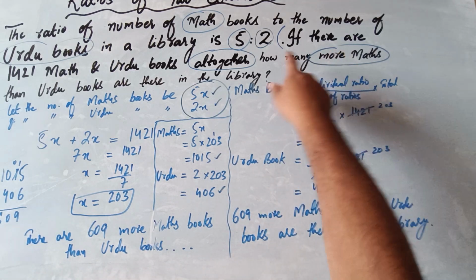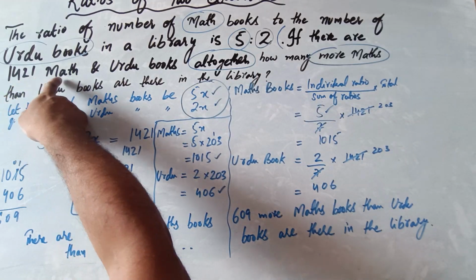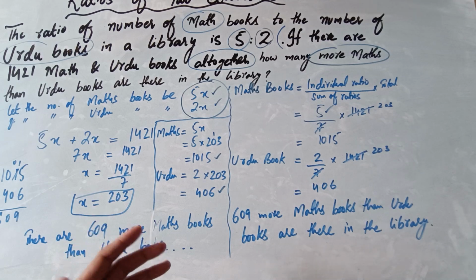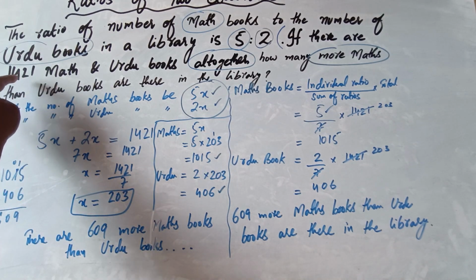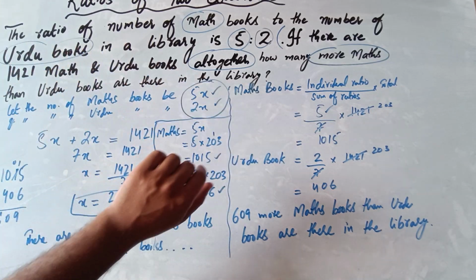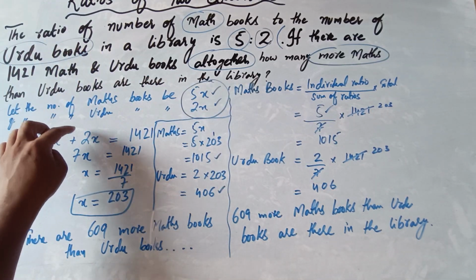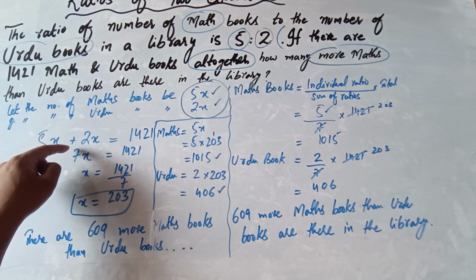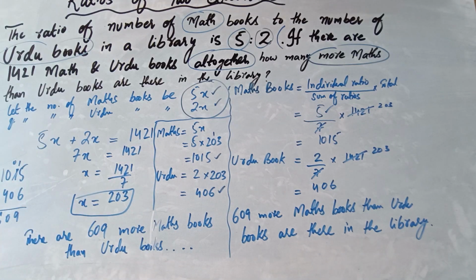Let's suppose if the total of maths and Urdu books is not given all together, instead they could give us 1421 more maths books than Urdu books. In such a case, maths would come first and Urdu would come afterwards, and we would put a minus sign over here. So these types of questions are also there under the same topic. I hope you have understood this topic.